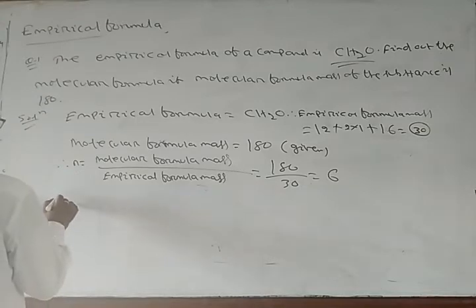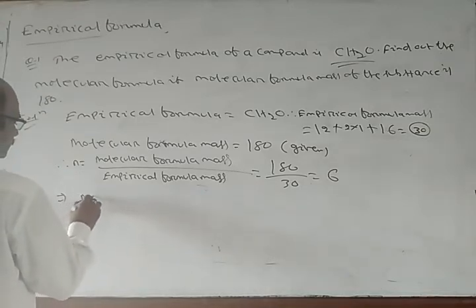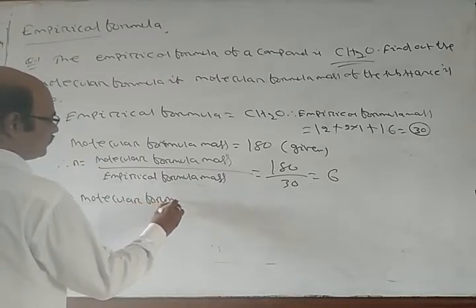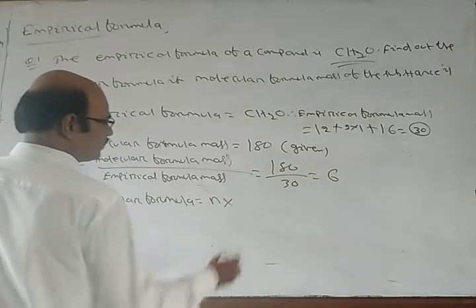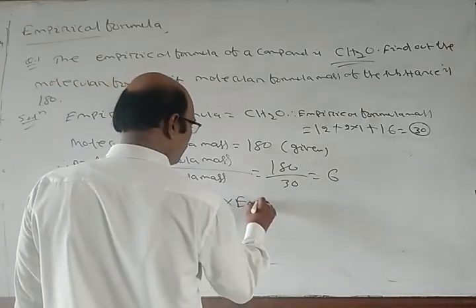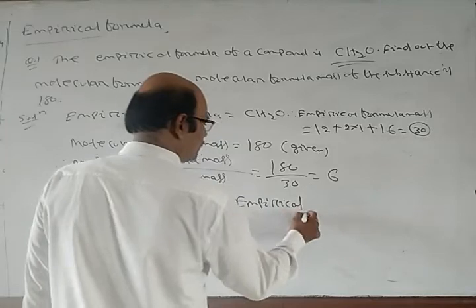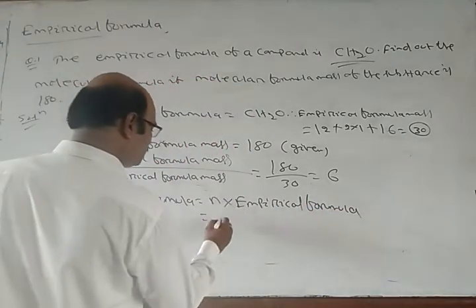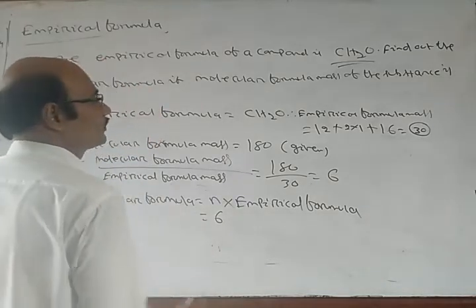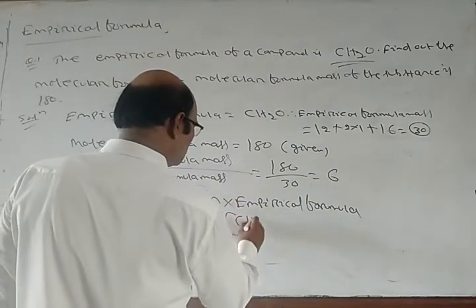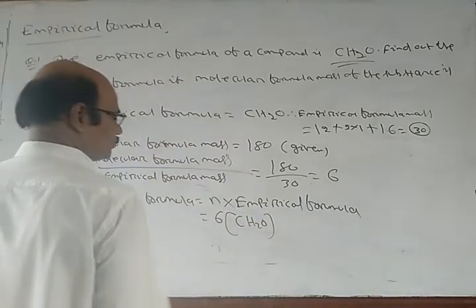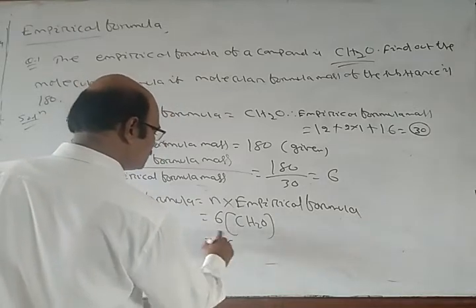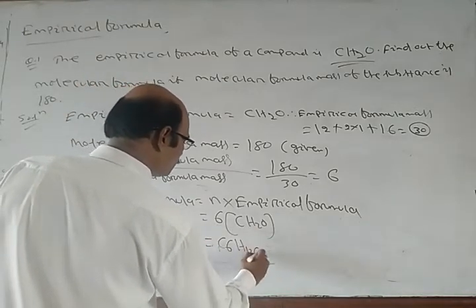Now this implies molecular formula is equal to N into empirical formula. Okay. So N how much here? 6 here. Okay. Now what is the empirical formula? CH2O. So we get what here? C into 6, C6; H2 into 6, H12; O into 6, O6.